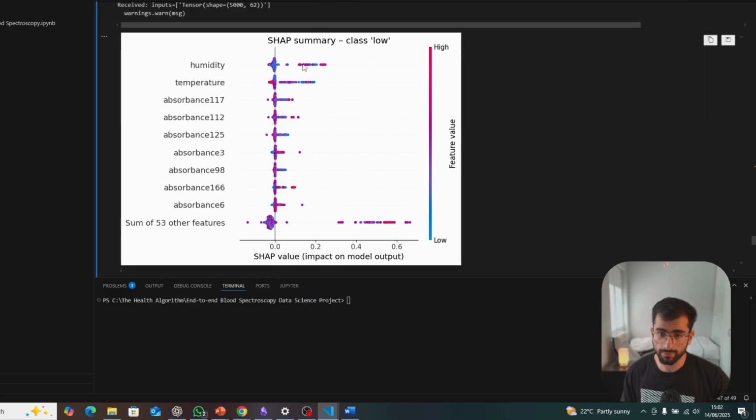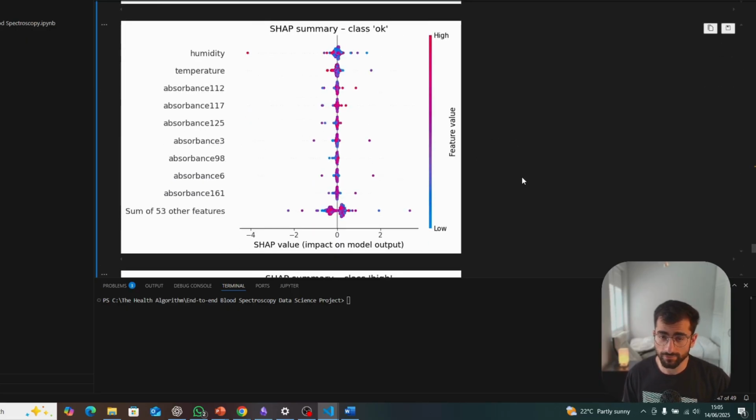So for example, here with the low class, we can see that for humidity, there are some samples where a high value of humidity, so the feature value here is shown between red and blue, high values of humidity are pushing up the prediction of low LDL cholesterol. So from this graph, we can see that humidity is the most important feature for predicting LDL cholesterol according to SHAP, followed by temperature and followed by a few absorbance numbers.